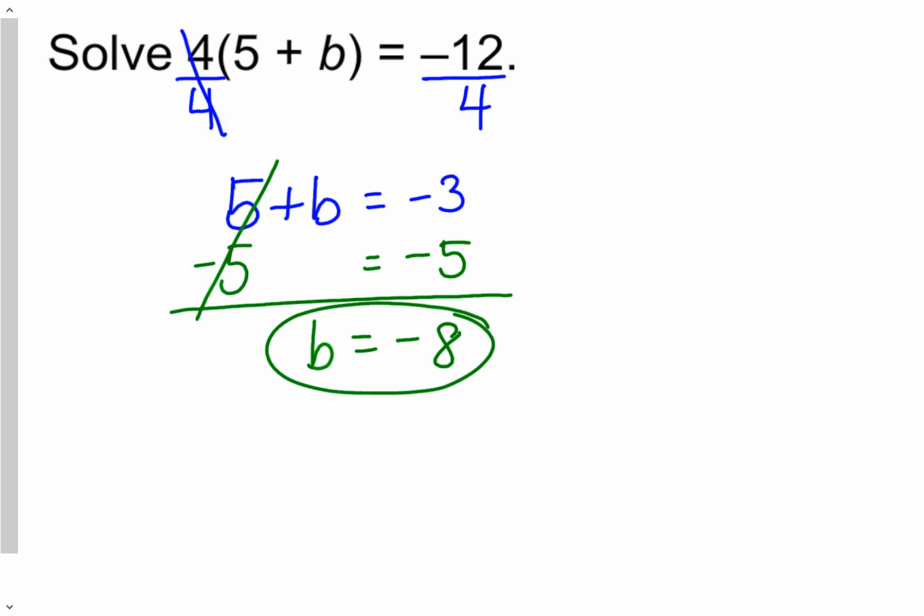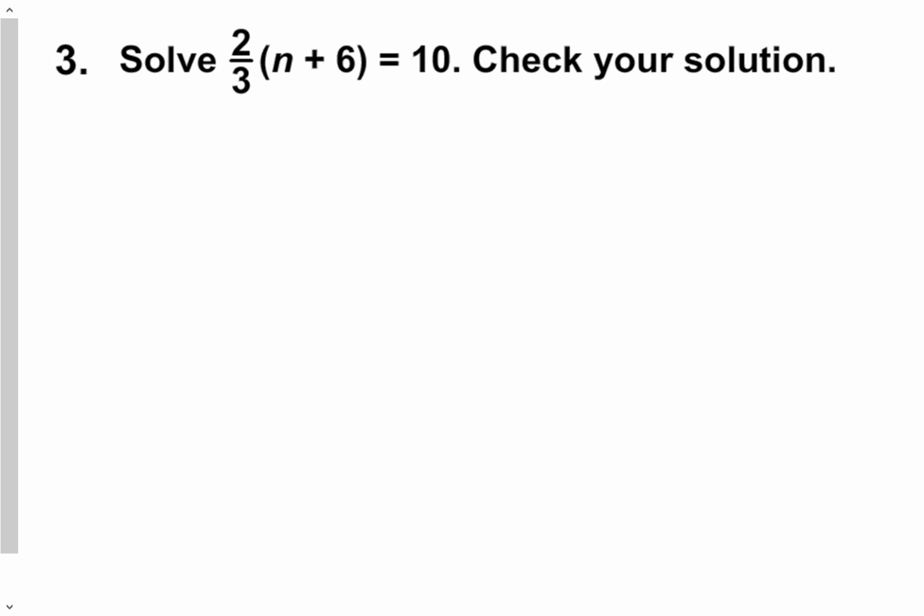So these past couple examples that I've given you were just integers. Now I'm going to start giving you some with rational coefficients, so the fractions and the decimals. So this first one right here, 2/3 times the quantity n plus 6 equals 10. Okay, the number that's multiplied by the quantity is 2/3.